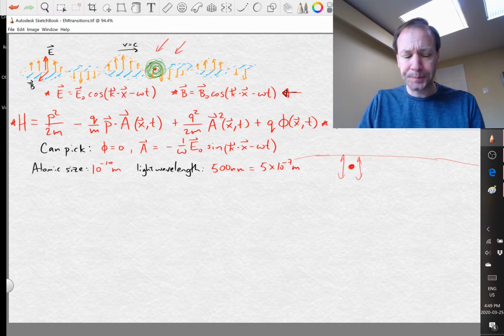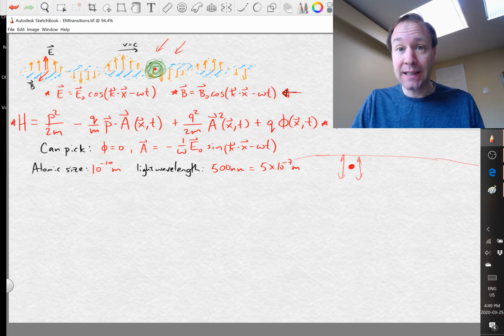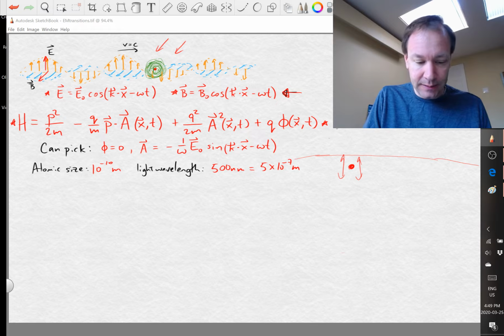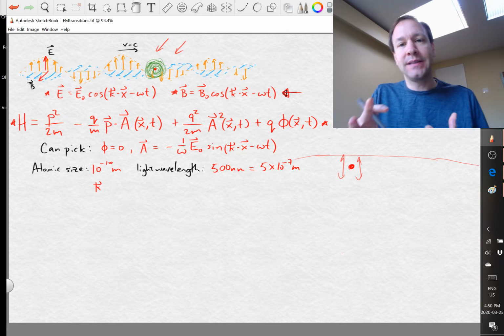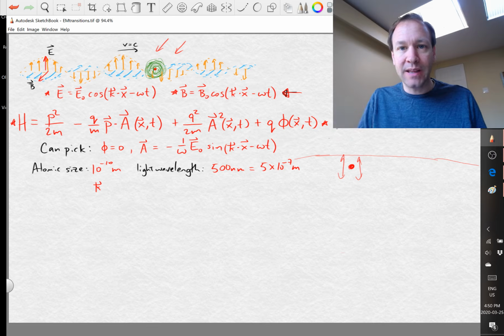Okay, so we can take that into account mathematically. What does it mean for our formulas? It means that k, which is, remember, inversely proportional to the wavelength, is 2 pi divided by the wavelength of our radiation.